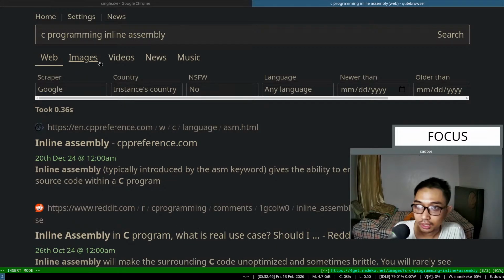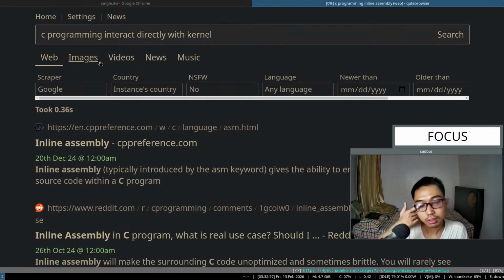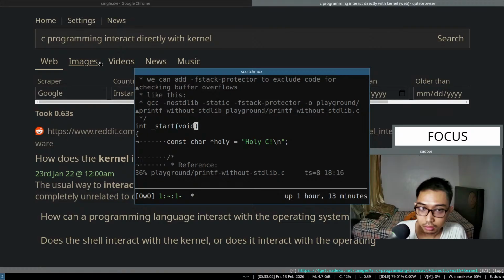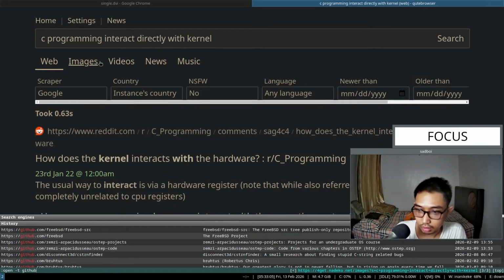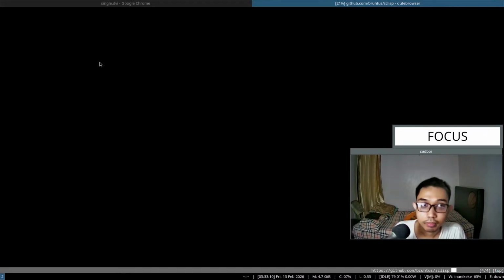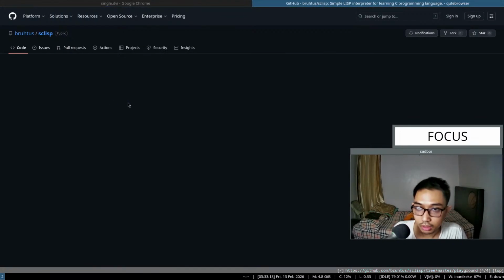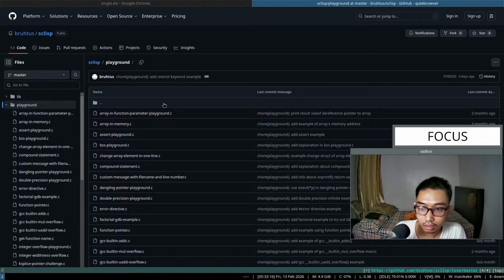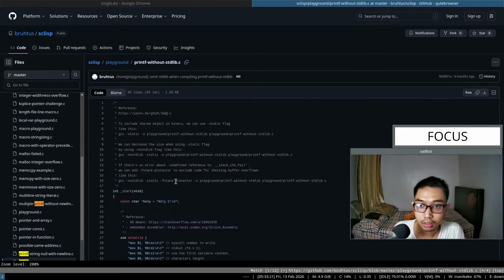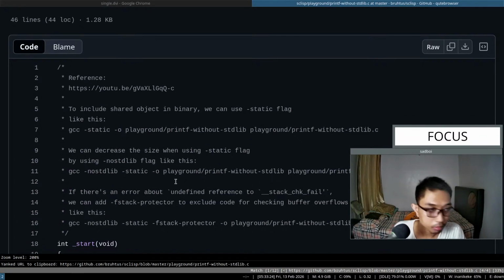Well, let's find out. C programming, interact directly with kernel. I mean with this. Maybe I should open in here. Where is it? The playground. printf. Yeah, let me copy this in the chat.